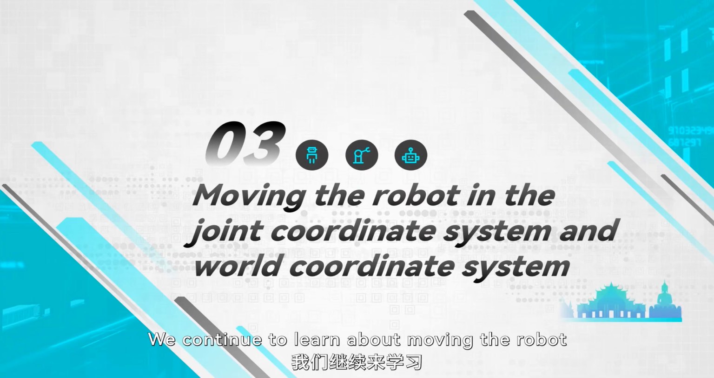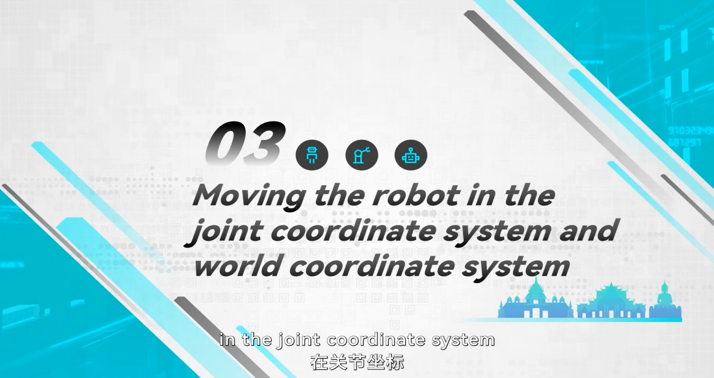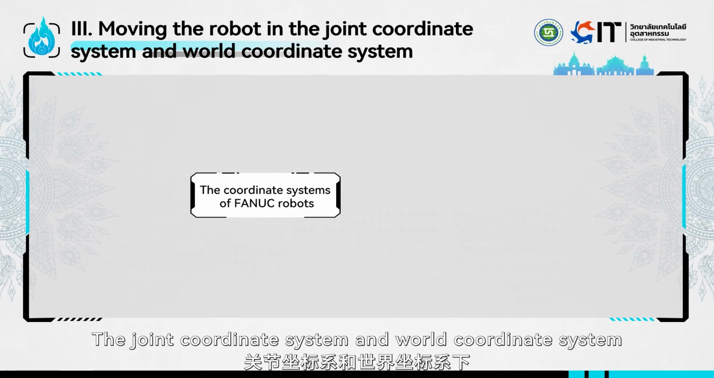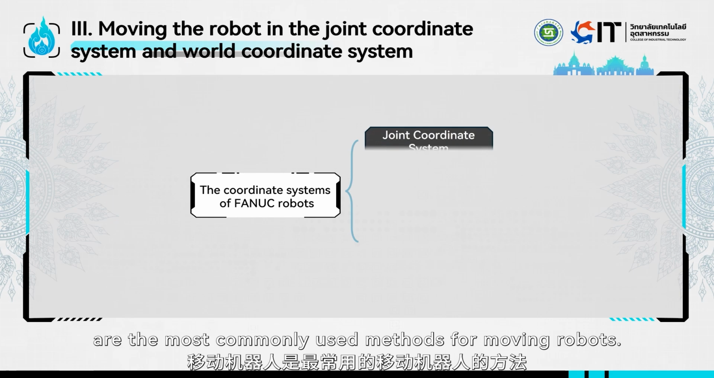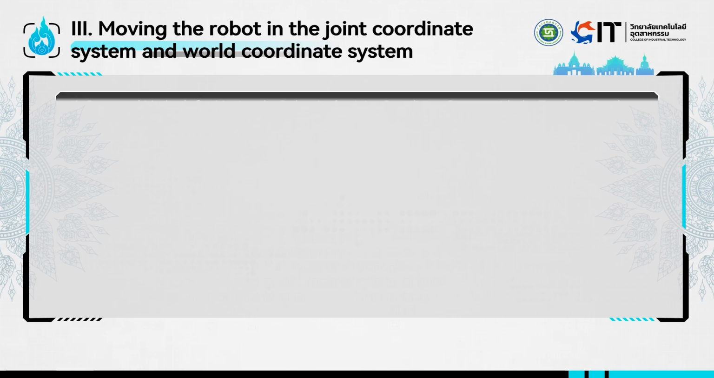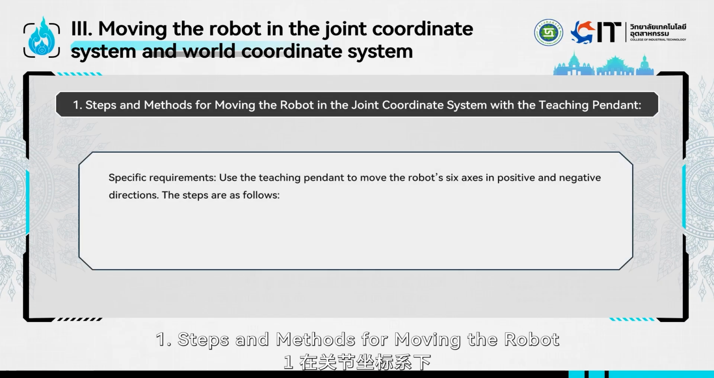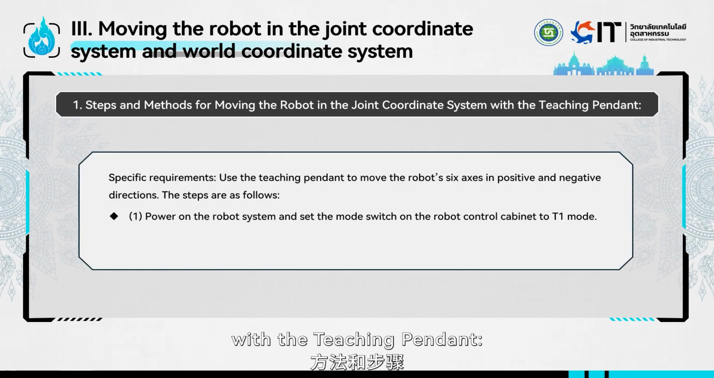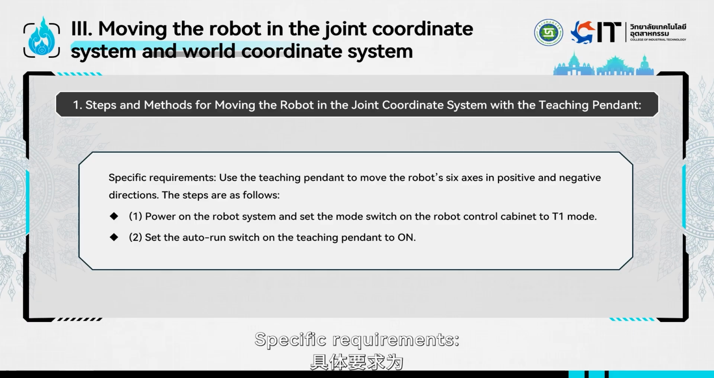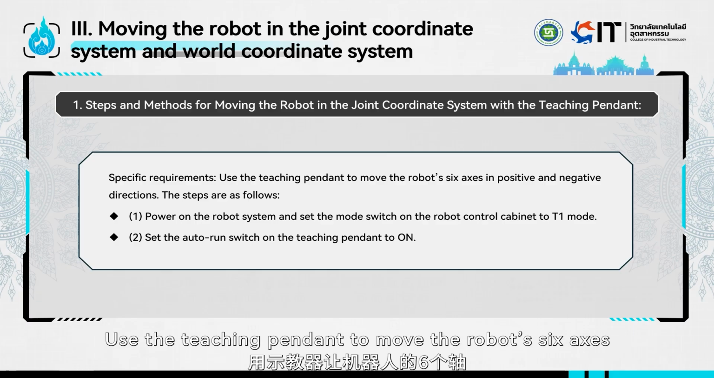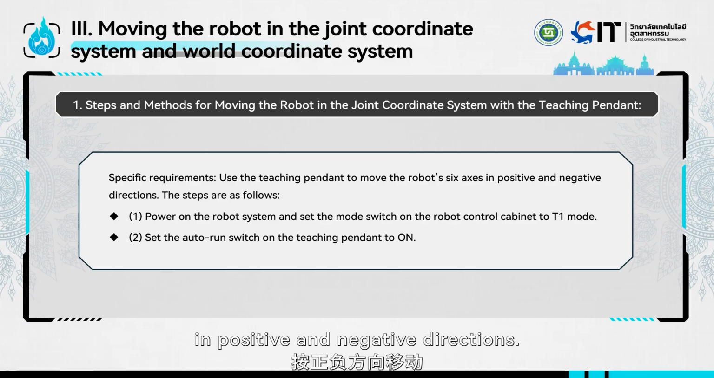We continue to learn about moving the robot in the joint coordinate system and world coordinate system. The joint coordinate system and world coordinate system are the most commonly used methods for moving robots. 1. Steps and methods for moving the robot in the joint coordinate system with the teaching pendant. Specific requirements: use the teaching pendant to move the robot's 6 axes in positive and negative directions. The steps are as follows.